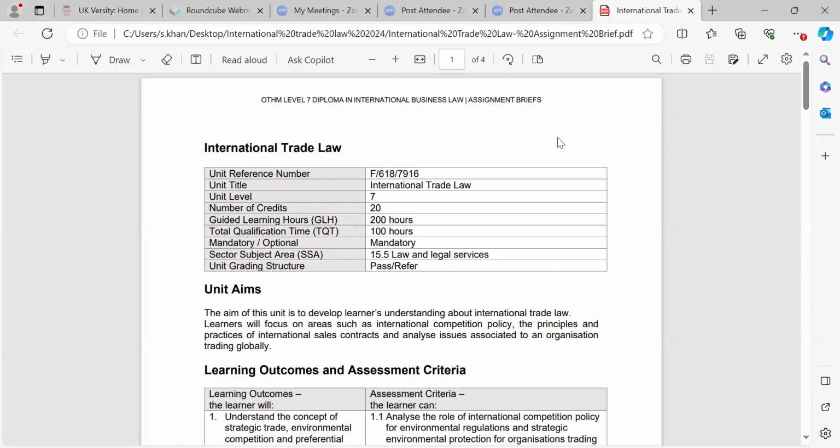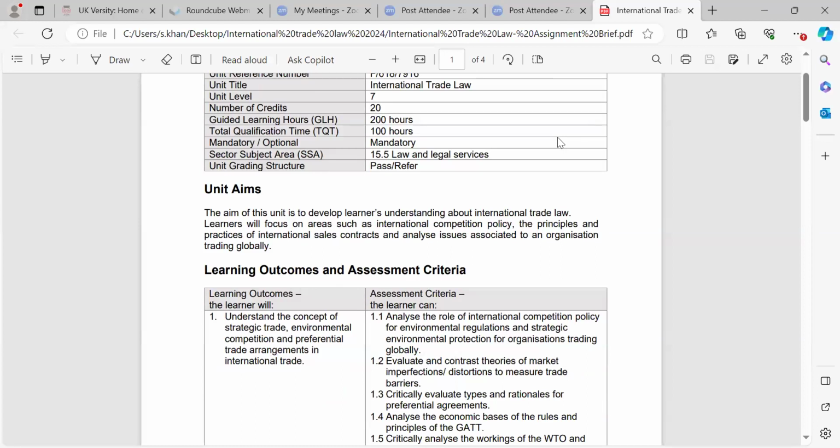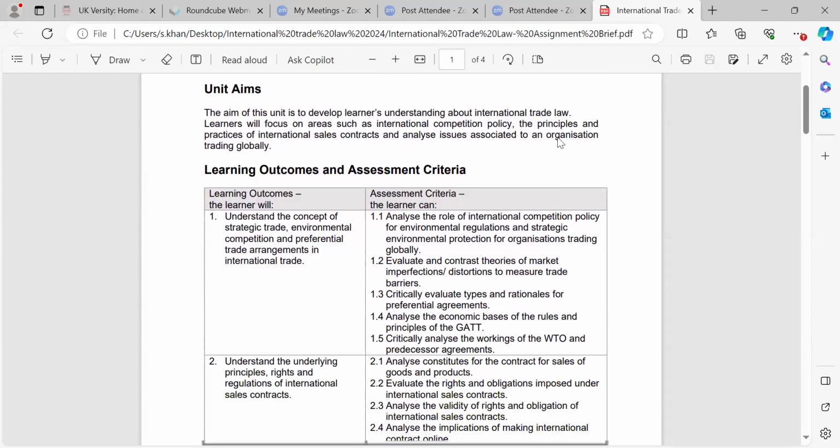So the assignment session, again, international trade law. The unit number is F6187916, and the unit is International Trade Law, unit level 7. Make sure that when you're doing your assignment, you have this as a heading with your own name on. The unit aim is to develop your understanding about international trade and focus on areas such as international trade policy and analyze the principles of trading globally.